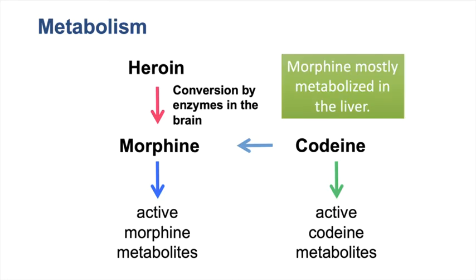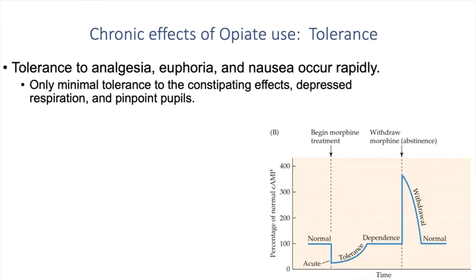So morphine is mostly metabolized in the liver. All of the others can be metabolized in the liver or the brain. Codeine is also going to be shifted to morphine. Both morphine and codeine have active metabolites. So even though once morphine has been metabolized by the liver, it can still continue to have psychoactive effects, which means that it's going to be longer lasting.